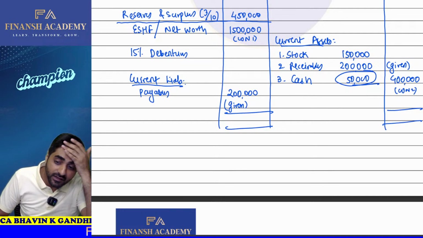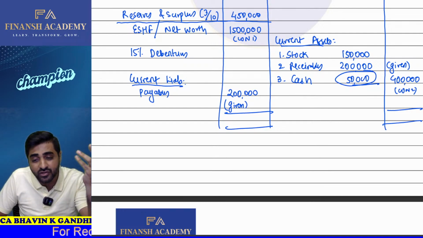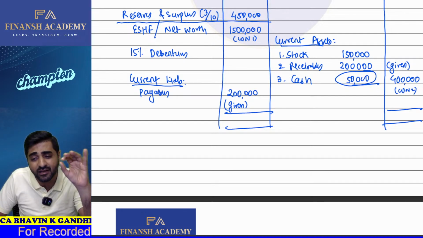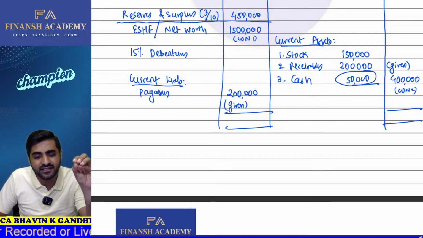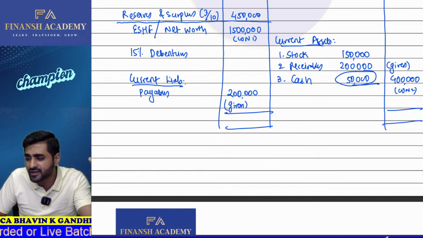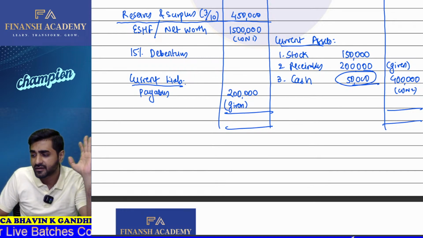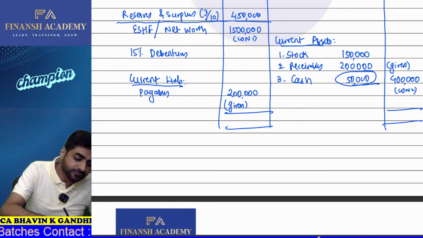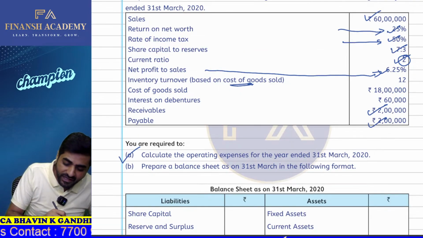Okay, so we have now your balancing figure also available. We have cash also available. So ultimately we have the breakup of current assets. We have the breakup of current liabilities. All these things we have now completed. Continuing further, what do we have next?